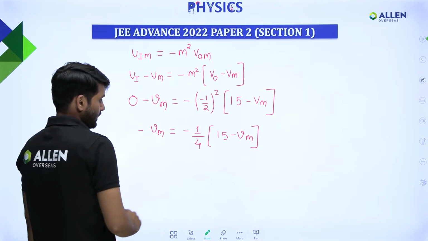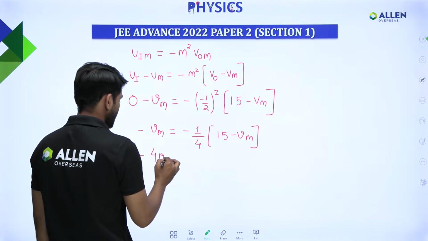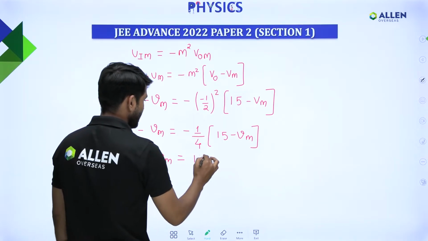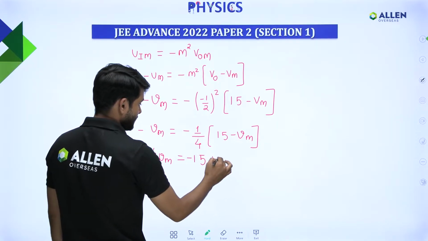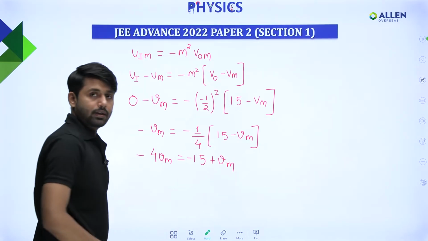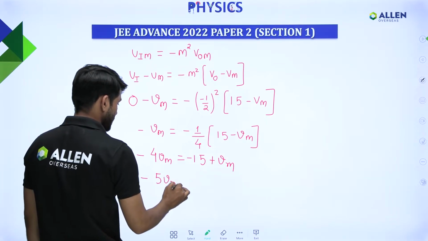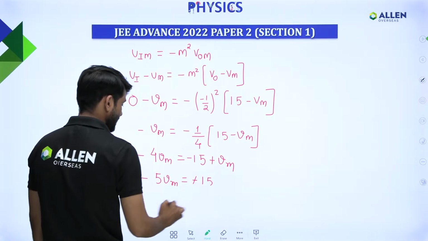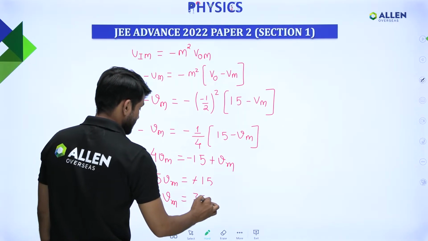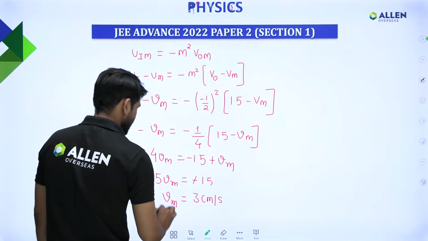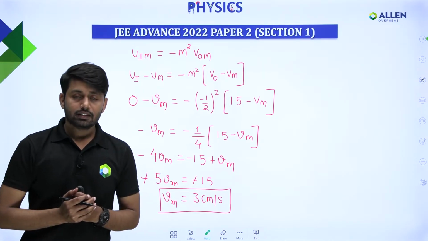You can see here, this is minus 4 Vm is equal to minus 15 plus Vm, right? So now this is minus 5 Vm is equal to minus 15, minus minus cancel. So Vm is equal to 3 centimeter per second. So for this question, answer is 3 centimeter per second.